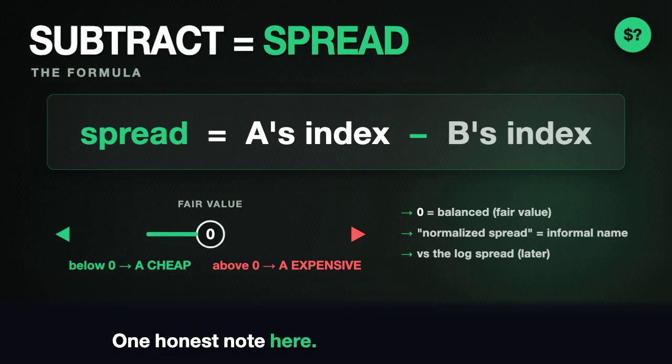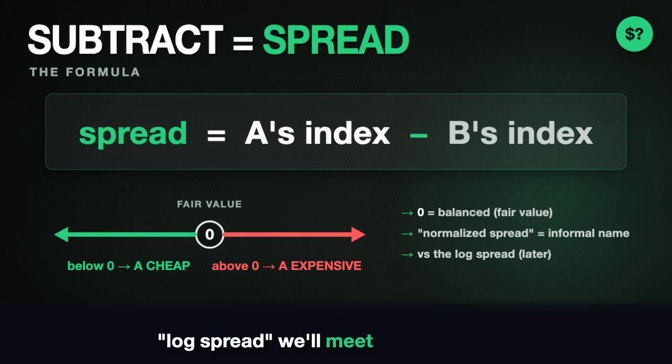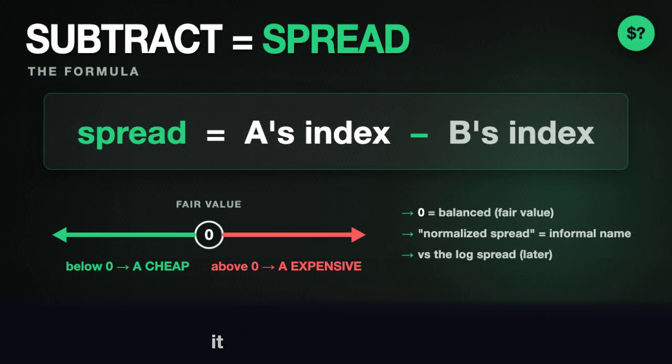One honest note here. Normalized spread isn't a formal textbook term. I'm using it to keep it separate from the log spread we'll meet later. The word spread just means the difference between two prices, and in pairs trading we use it to mean how far the two have pulled apart.